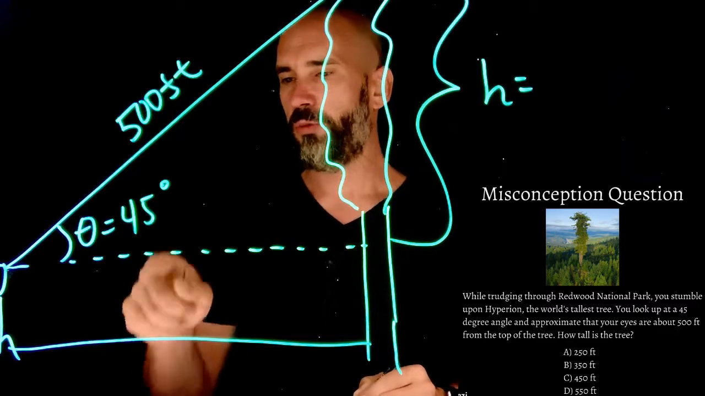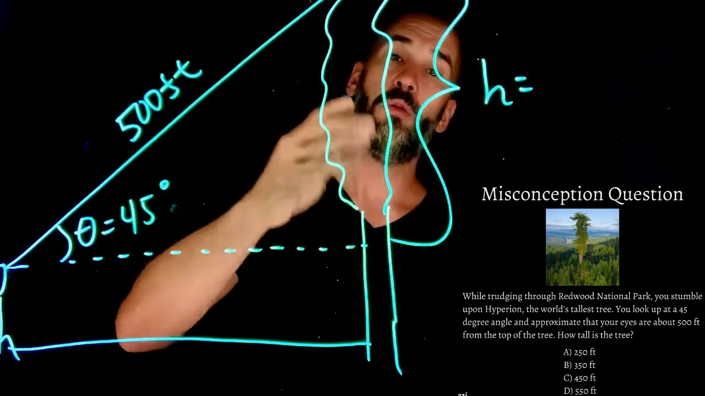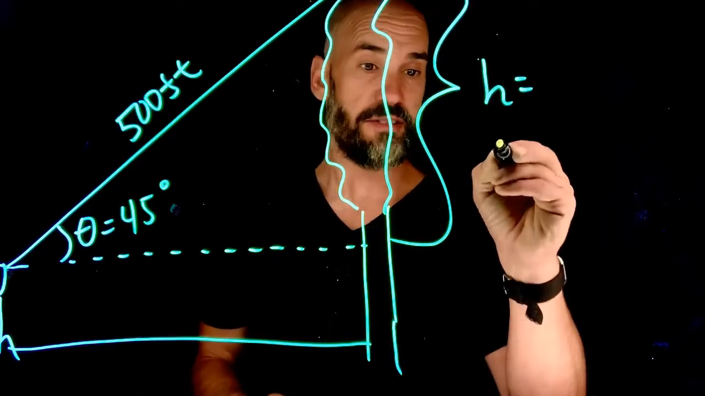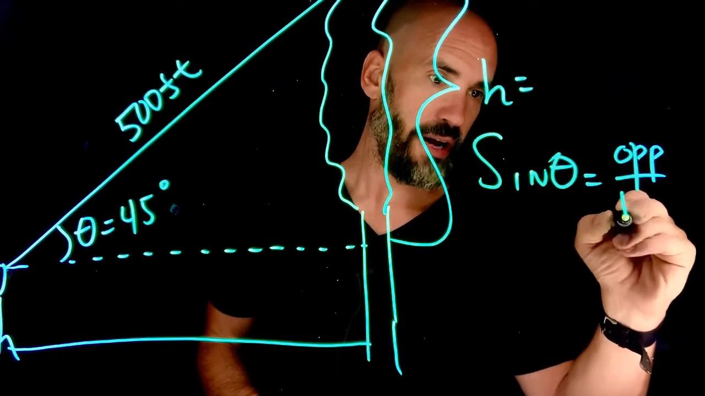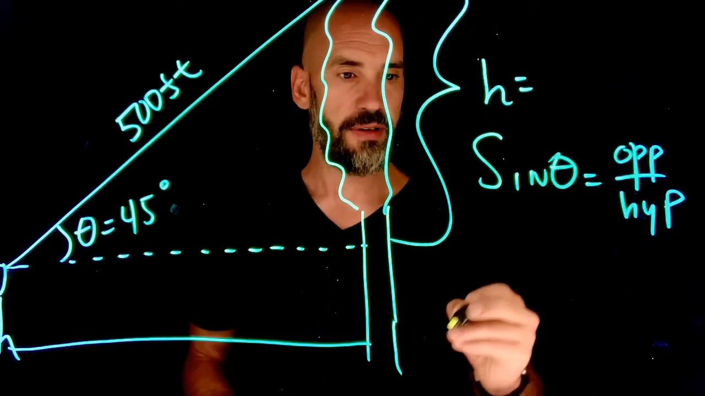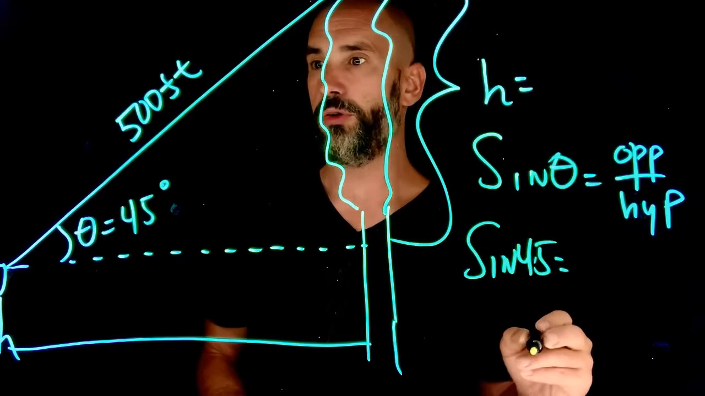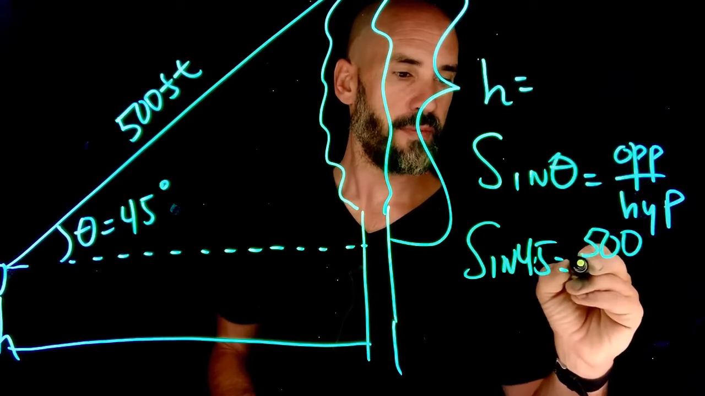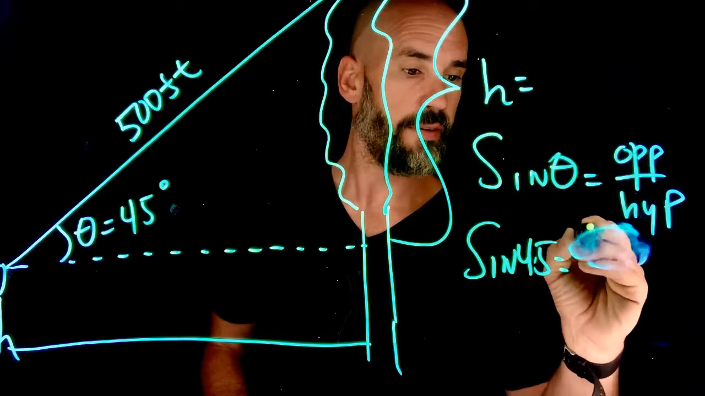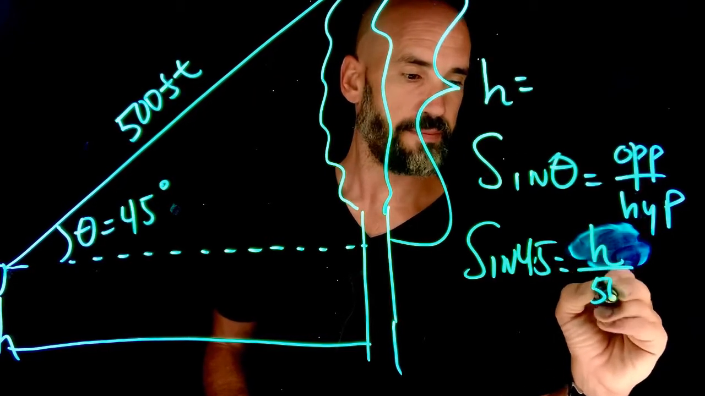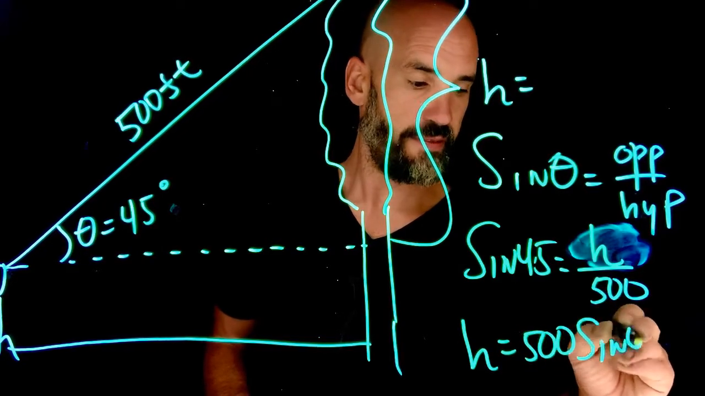So what do we do, guys? Well, we have an angle and we have a hypotenuse, but we want to find the opposite. Sounds like sine to me, right? So let's take it. Sine theta equals opposite over hypotenuse. That means that sine of 45 is going to be equal to the height divided by 500. So our height is going to be 500 sine 45.